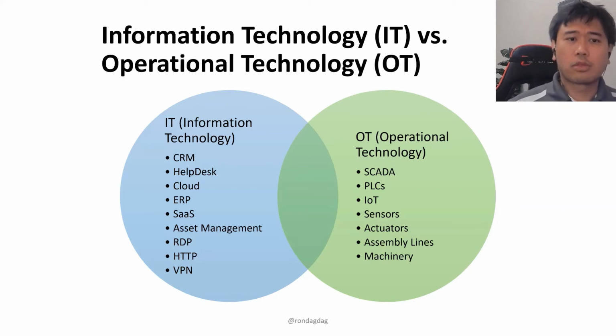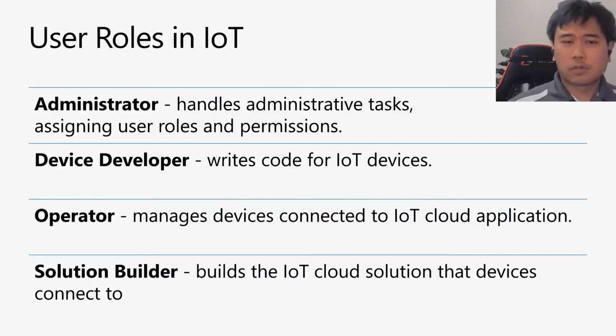So we're trying to merge both, not necessarily merge them, but there are things you have to consider when you create an Internet of Things system. There's the combination of both the IT side and the OT side. And there are different roles, especially when you're building an IoT system, that you have to think about. One is the administrator, who handles administrative tasks, assigning user roles, permissions, and the different things for multi-tenancy.